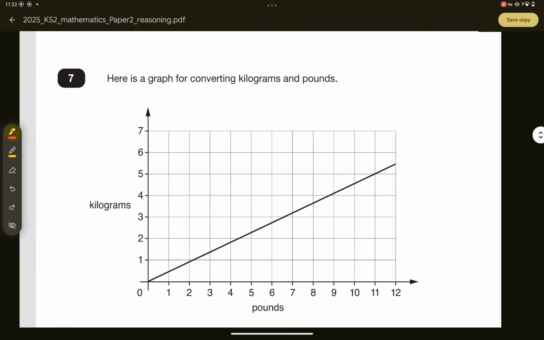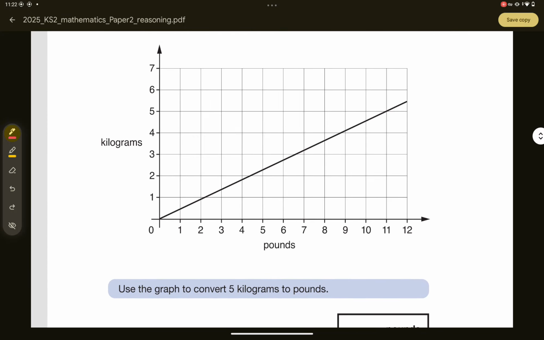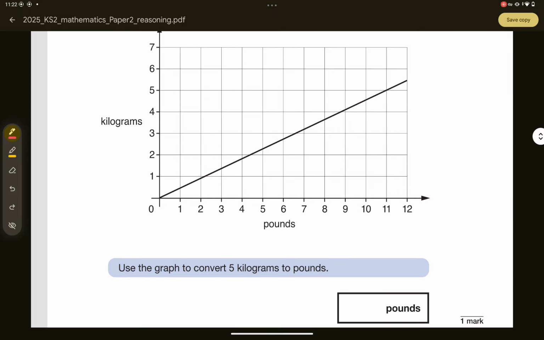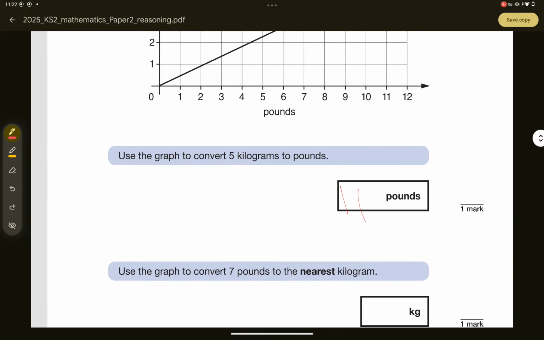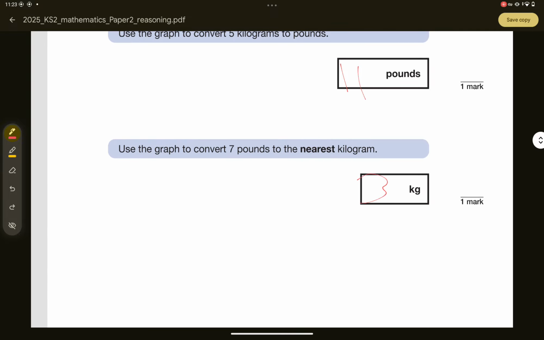There. Here is a graph for converting kilograms and pounds. So this is kilogram, this is pound. So use the graph to convert 5 kilograms to pounds. So this is 5 kilograms, so we need to figure out how much is that in pounds. So that would be 11 pounds, because, yeah. And then use the graph to convert 7 pounds to the nearest kilogram. So 7 pounds is here, and then that would go here. If we go straight, it would go near to the 3, so that would be 3 kg.